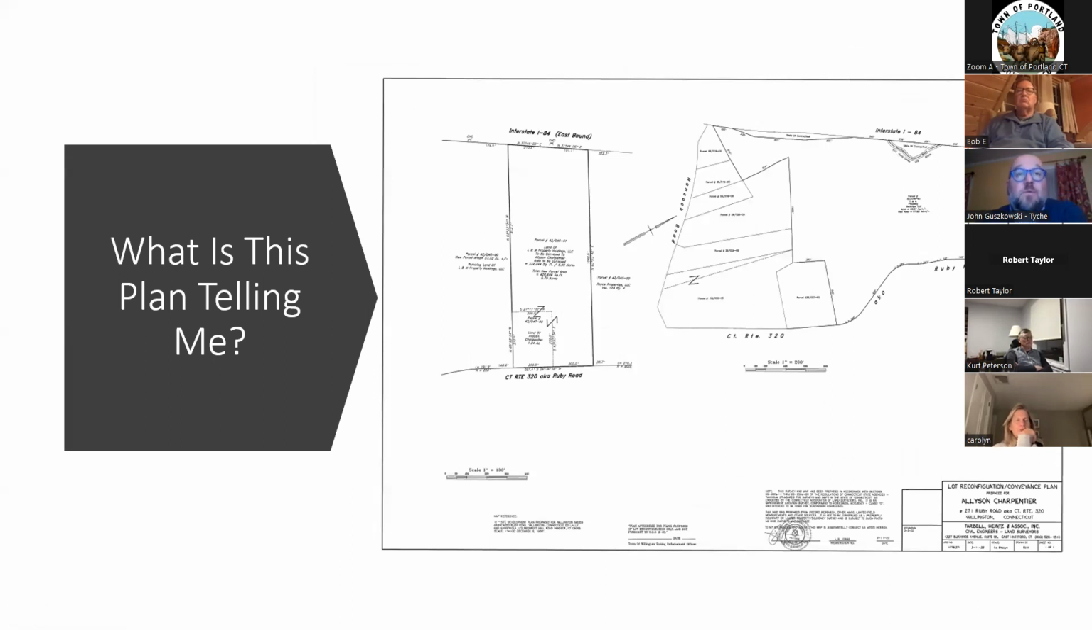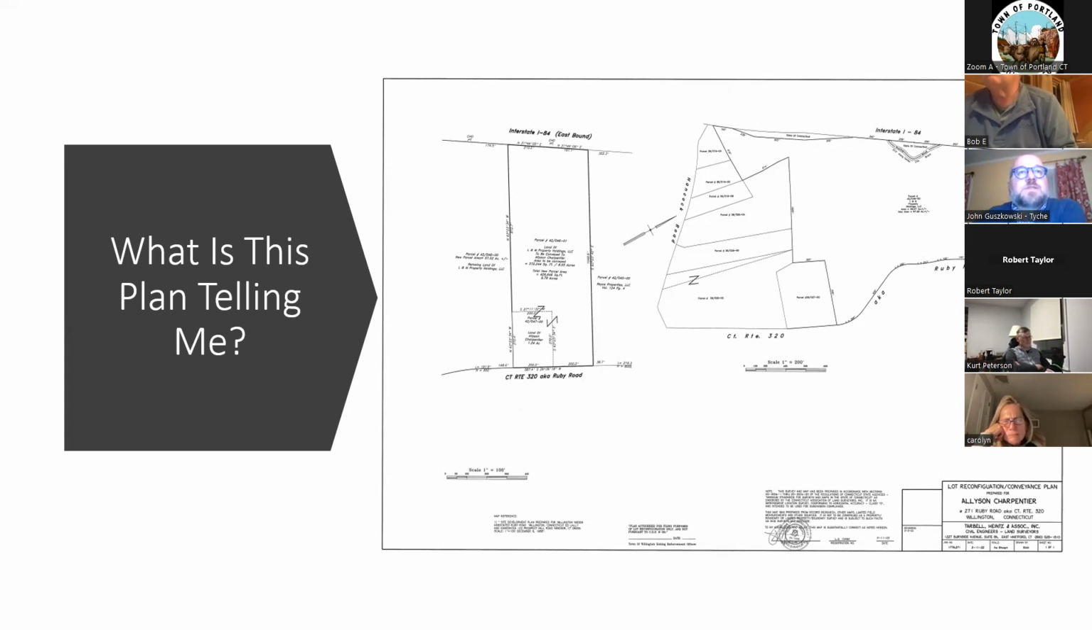On the other hand, what about this plan? What are we looking at? And it again looks like lot dimensions, some sort of boundaries on the right side of the map, or right side of the plan.